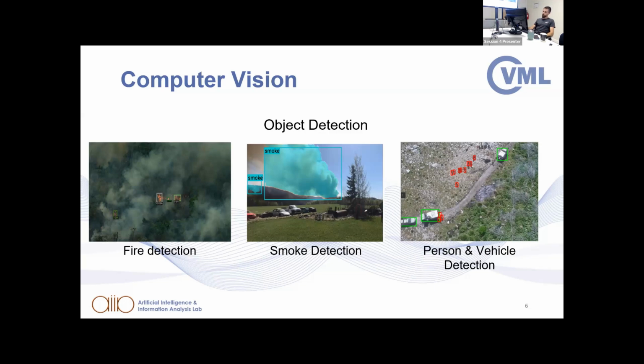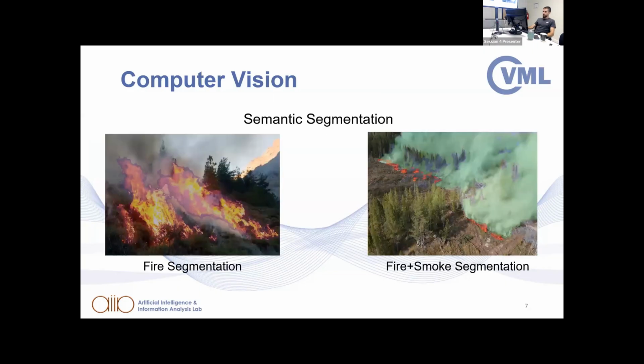Apart from fire and smoke, we can see here an example of person and fire detection. This is also an important task for us, especially in natural disaster management. We can detect the persons, so we could actually count how many persons are in the critical area, and so we can plan the evacuation strategy.